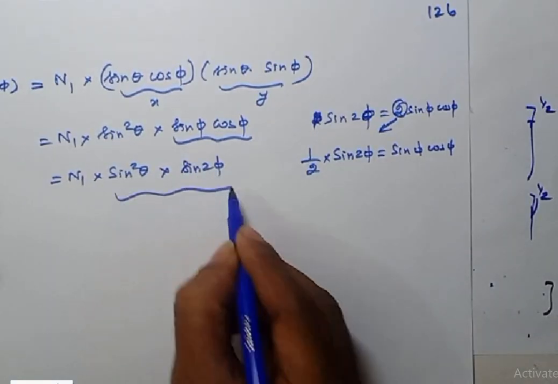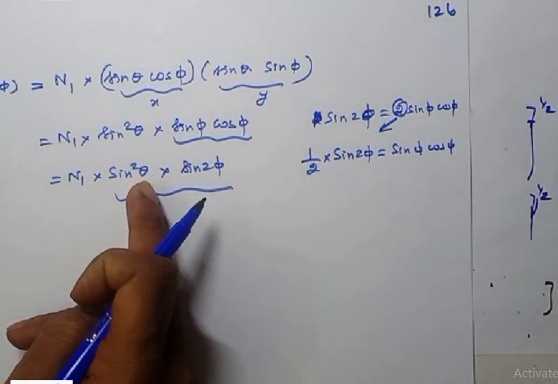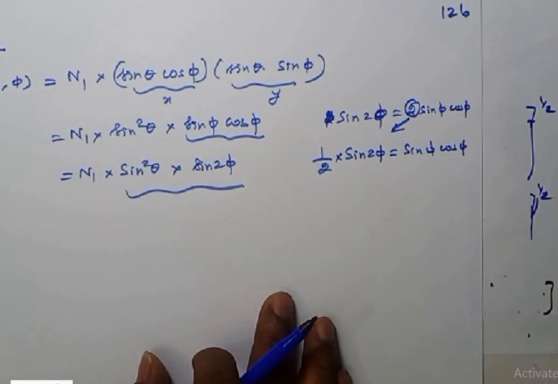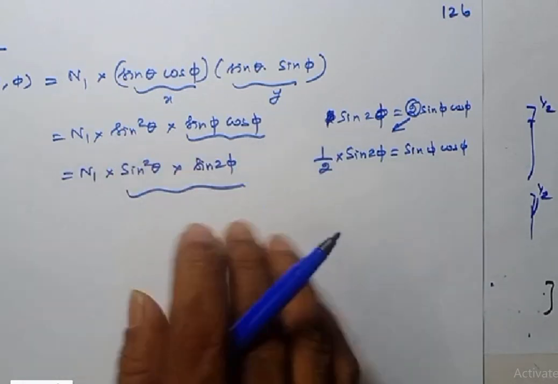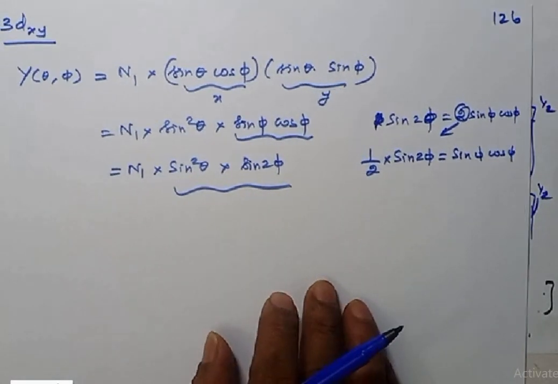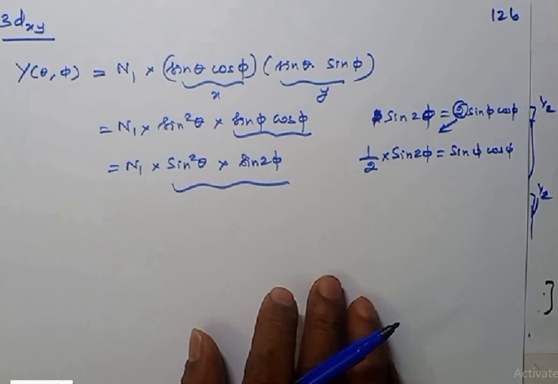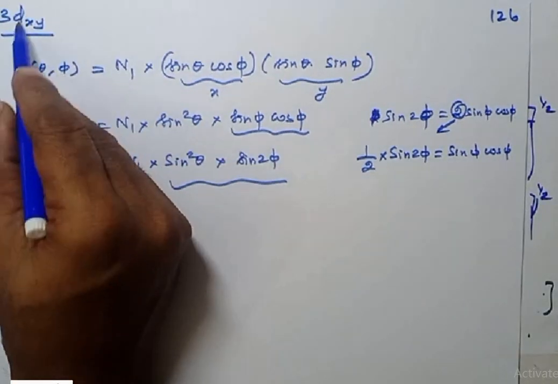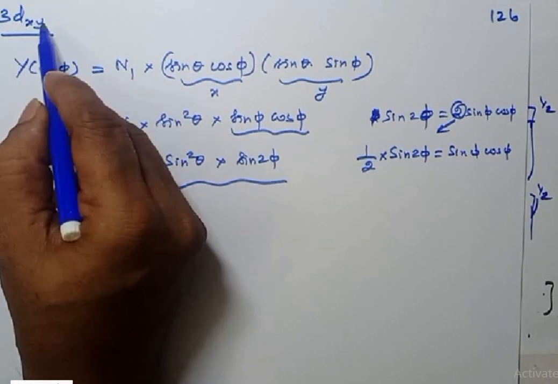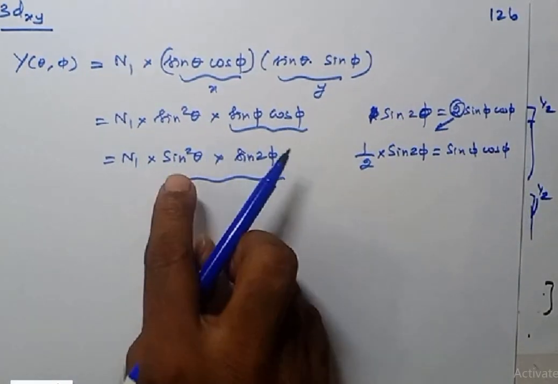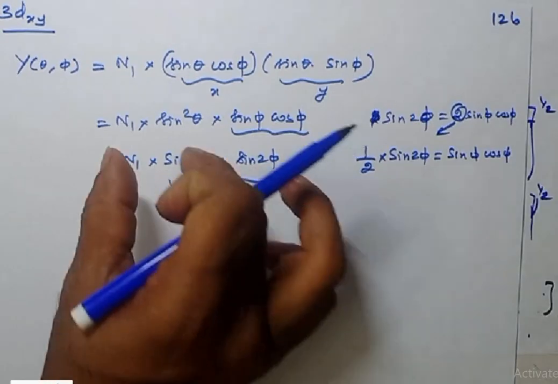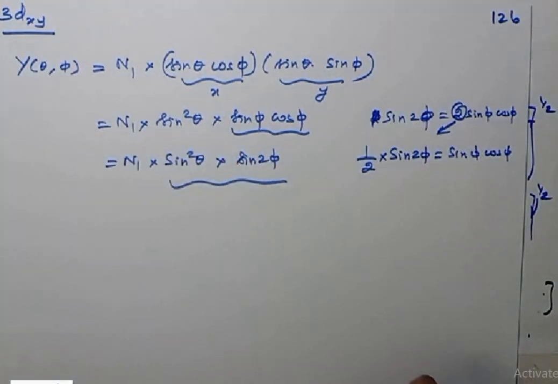So if I have a wave function with sine square theta and sine 2 phi, then I can say that the wave function should be dxy orbital. For dxy, whether it is 3d or 4d, whatever it is, the angular part should contain these two, sine square theta and sine 2 phi.